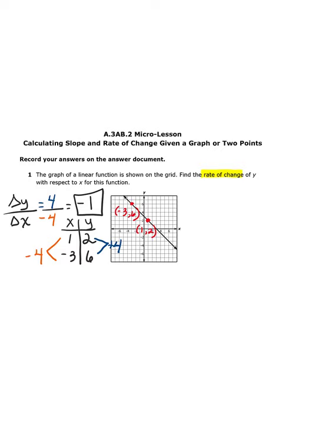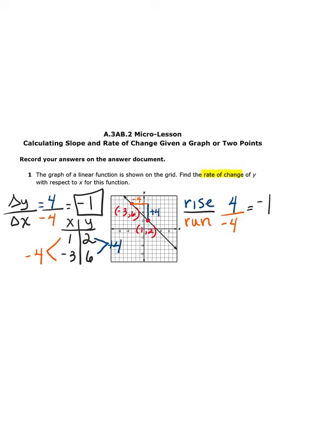We can also find rate of change from a graph by actually drawing on our graph to find rise over run. And remember, rise is our vertical change in the graph. So here I'm going to go up 4, and then I'm going to go left 4. And since I'm going left, it's going to be a -4. So my rise is 4, my run is -4, and again, 4 divided by -4 is -1.